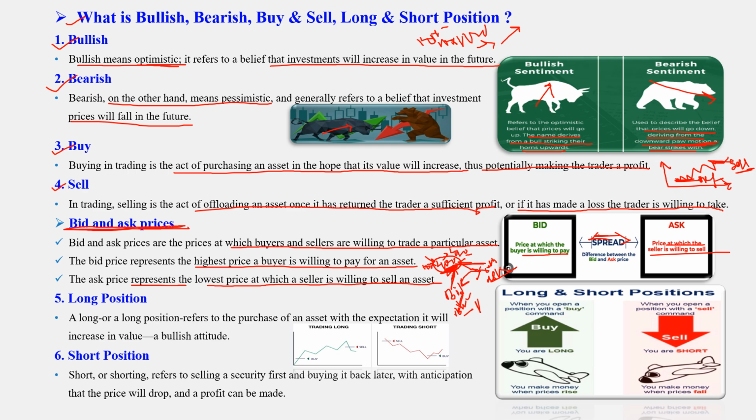Right? For this bid, this is the highest price to buy, and the seller, meaning the ask, is the lowest price to sell, and this is how the trading works, right? This is called a bid and ask price.